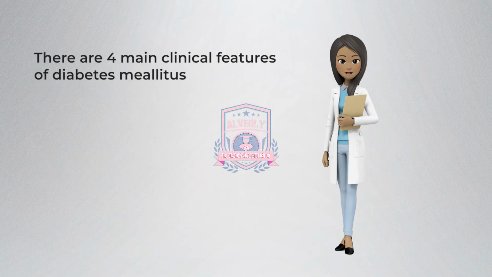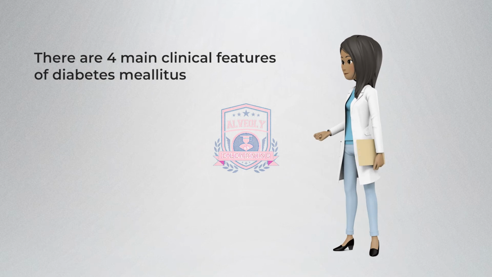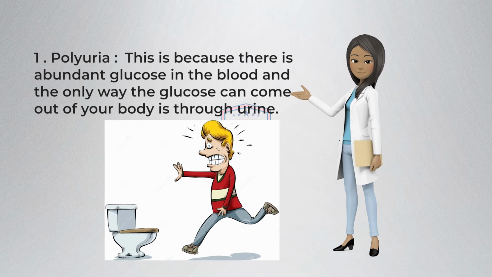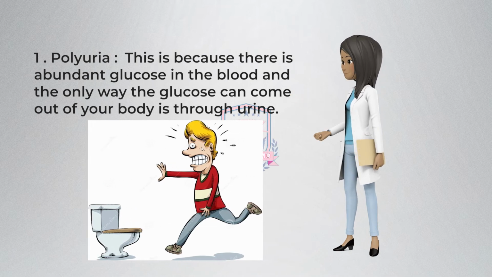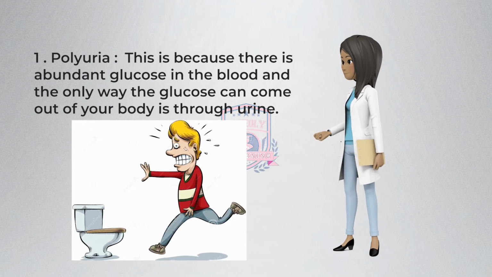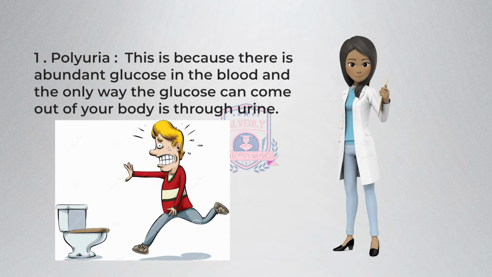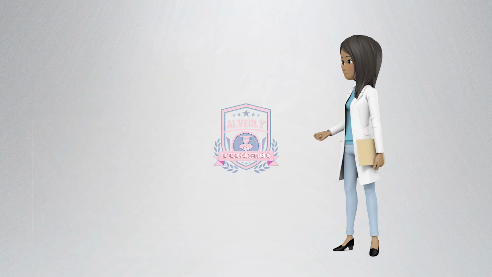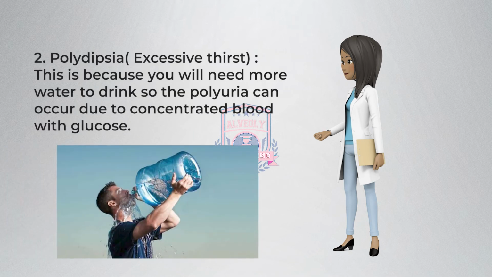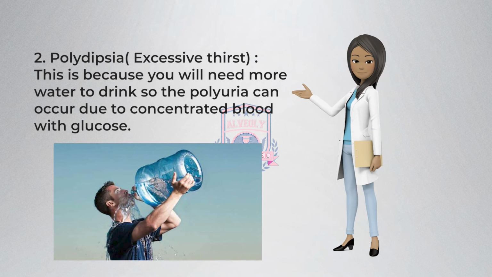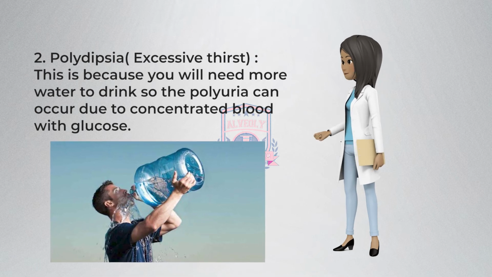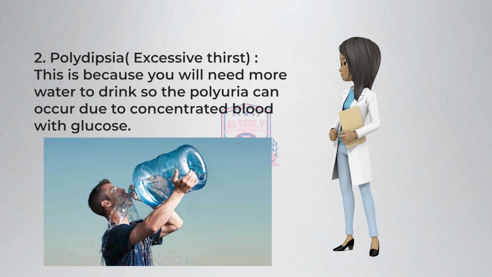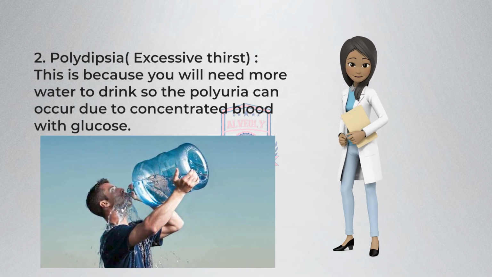There are 4 main clinical features of diabetes mellitus. 1. Polyuria. This is because there is abundant glucose in the blood, and the only way the glucose can come out of your body is through urine. 2. Polydipsia, excessive thirst. This is because you will need more water to drink, so the polyuria can occur due to concentrated blood with glucose.